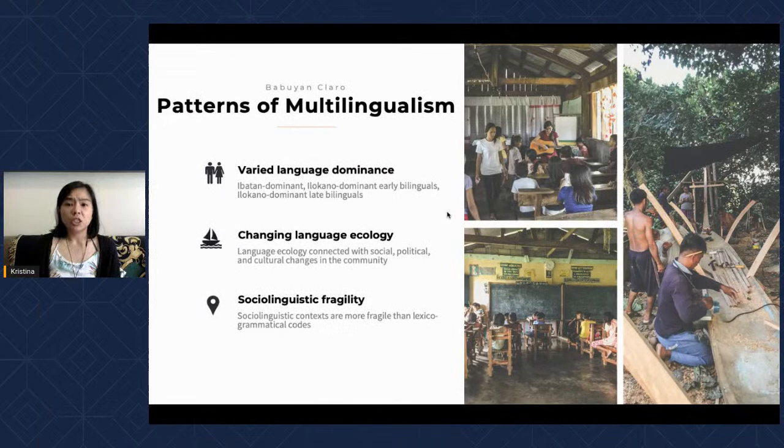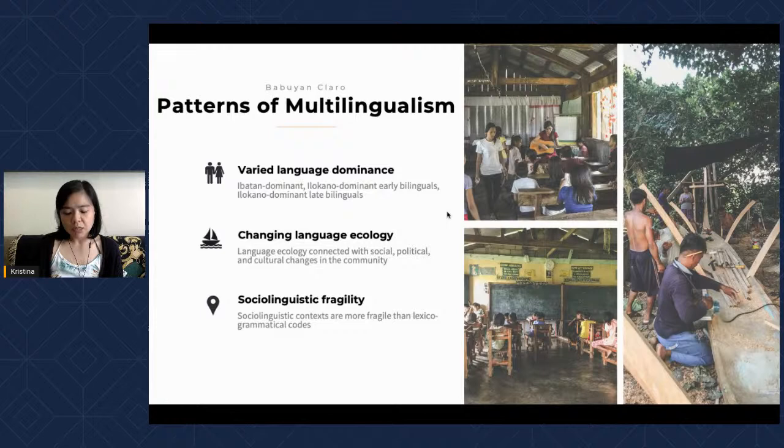So in terms of language ideology, Daya speakers consider themselves as pure Ibatan, even though recognizing their mixed ancestry from both Batanic and Ilocano families. And they tend to keep Ibatan and Ilocano distinct in their use. Whereas Laod speakers tend to mix the two languages in their everyday speech. And this is actually locally known as Ibacano, which is a blend of Ibatan and Ilocano. So you can see that there are different language ideologies on the island, which is linked to different patterns of language use.